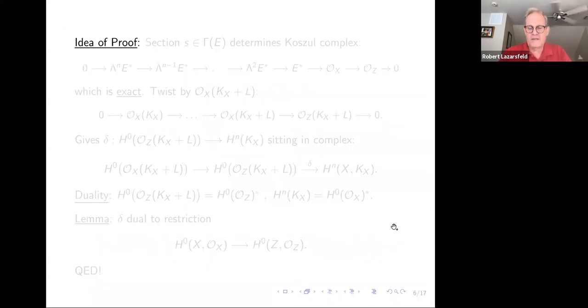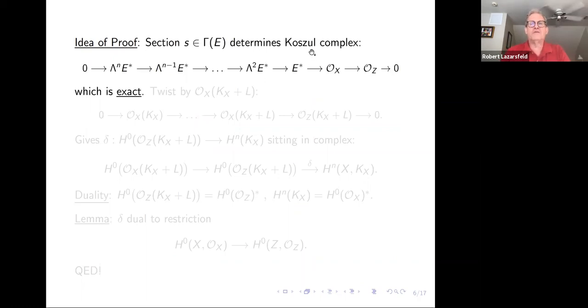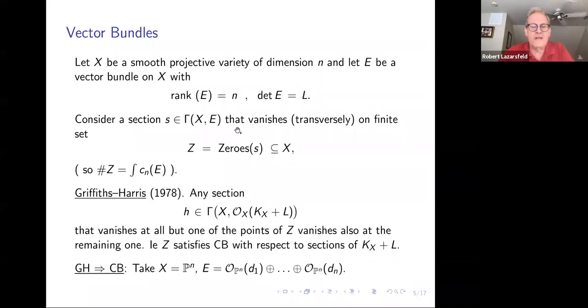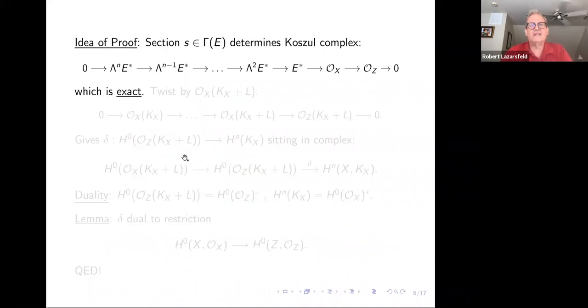Let's see, the idea of the proof. I think this is in their paper, and the idea of the proof is that it boils down to two facts: the exactness of a Koszul complex and then duality. Okay, so what is it that we want to prove? We want to prove that any section of Kx plus L that vanishes at all but one of the points of this zero locus also vanishes at the remaining one. So we need to start by understanding this zero locus somehow.